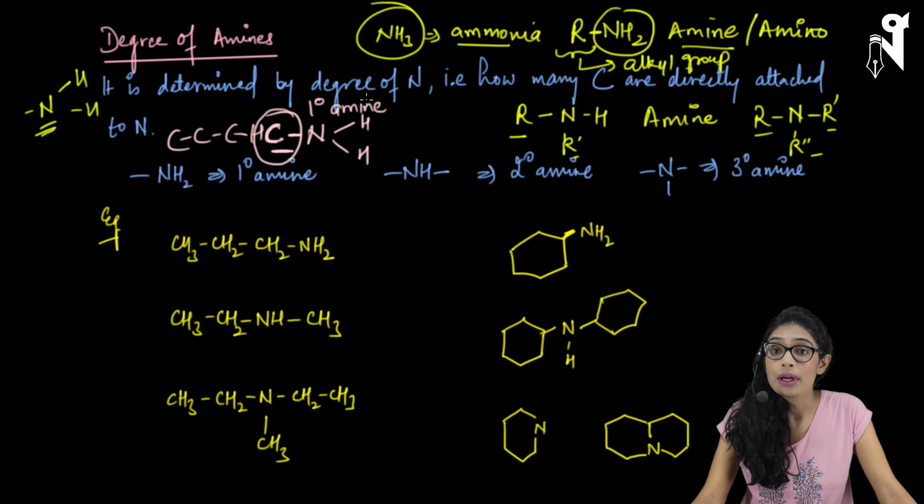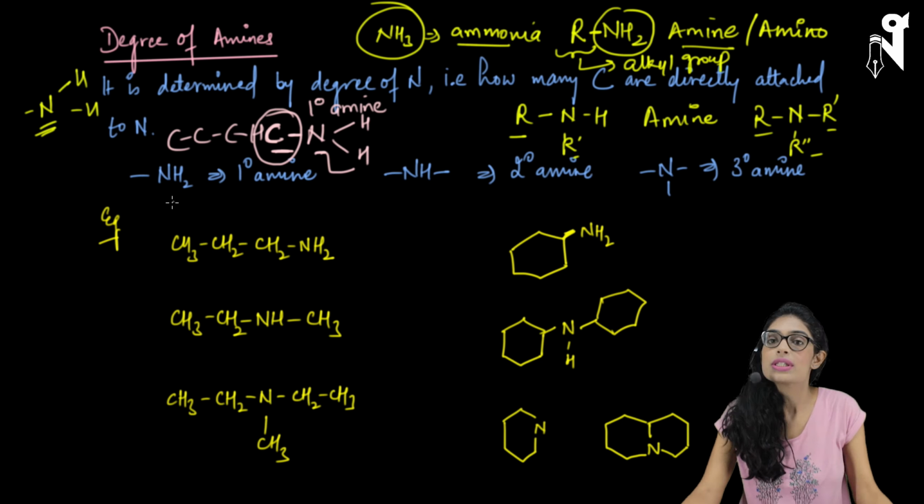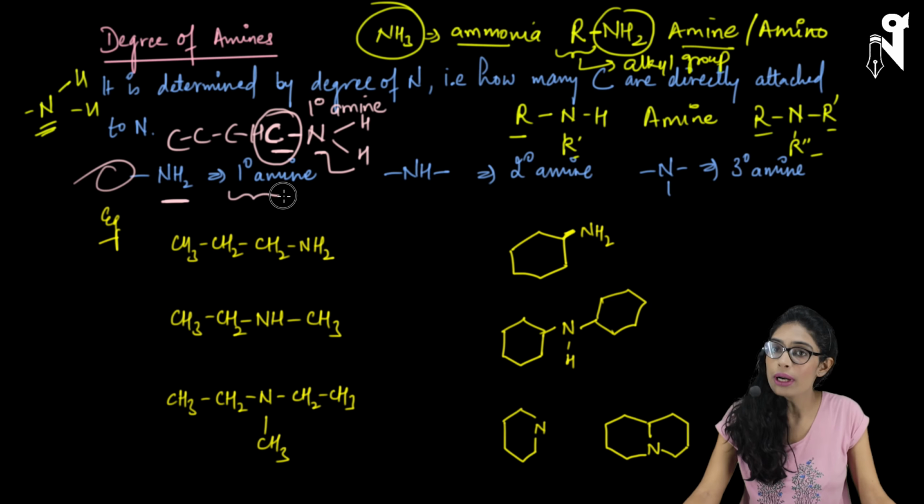And at that time, your group will be NH2. Basically, if you talk about the functional group, it will look like NH2. It's NH2, and the other part is the carbon chain. And this kind of compound will be called a primary amine.